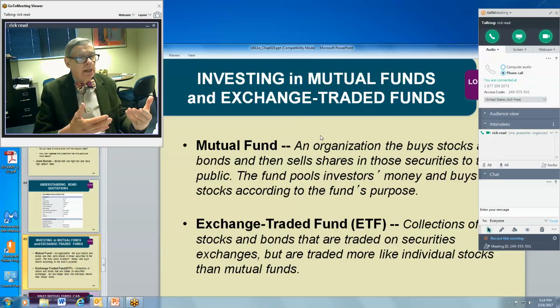Exchange traded funds, ETFs, they're stocks and bonds the same way. They're traded like securities on exchange, but more like individual stocks than mutual funds. What I would tell you is if you're interested in doing either one of these, do your research first.